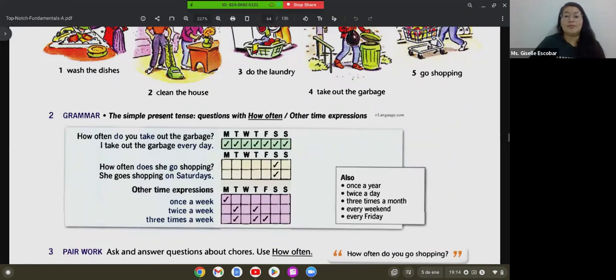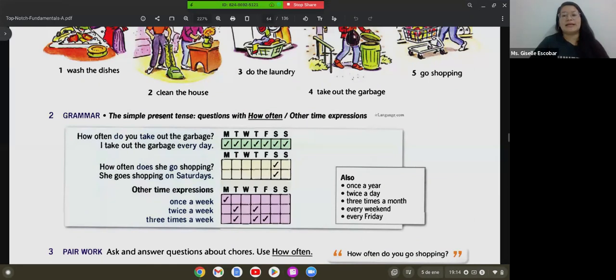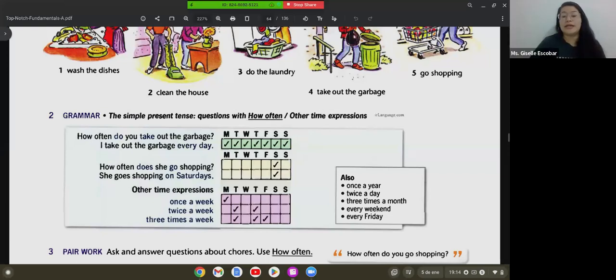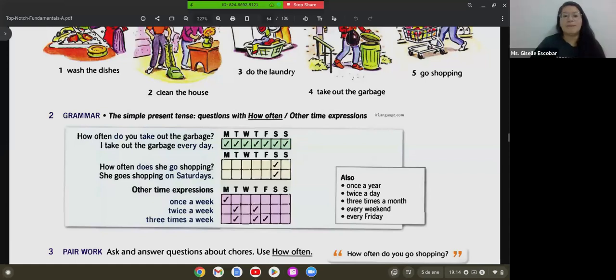Do you remember? Frequency adverbs. Frequency adverbs, exactly. So can you give me some examples of frequency adverbs? I always. Always, rarely, I usually. Usually, often, perfect.